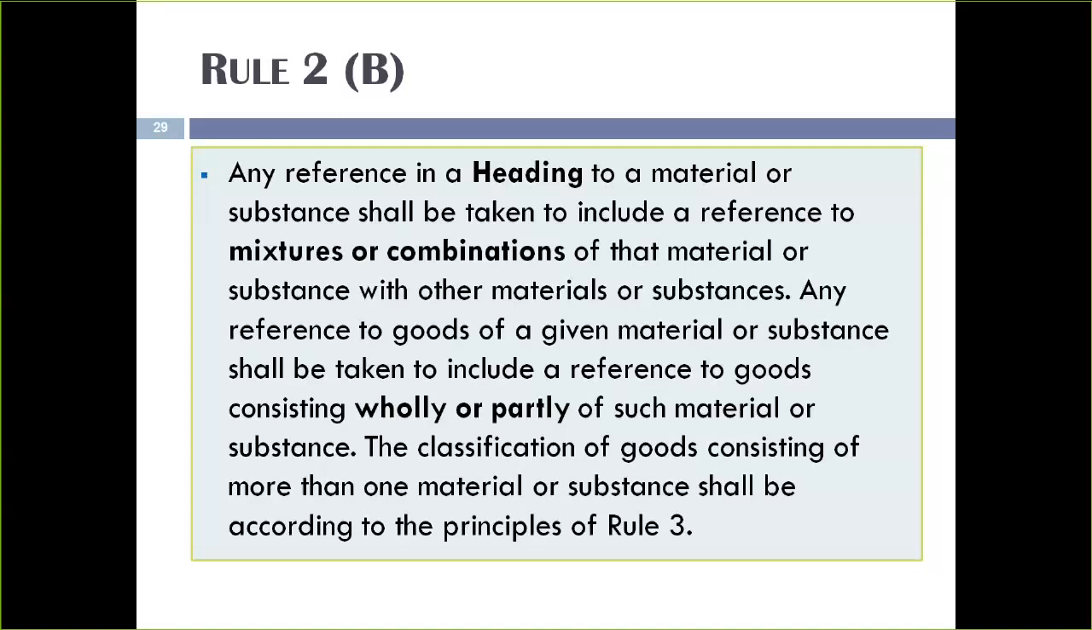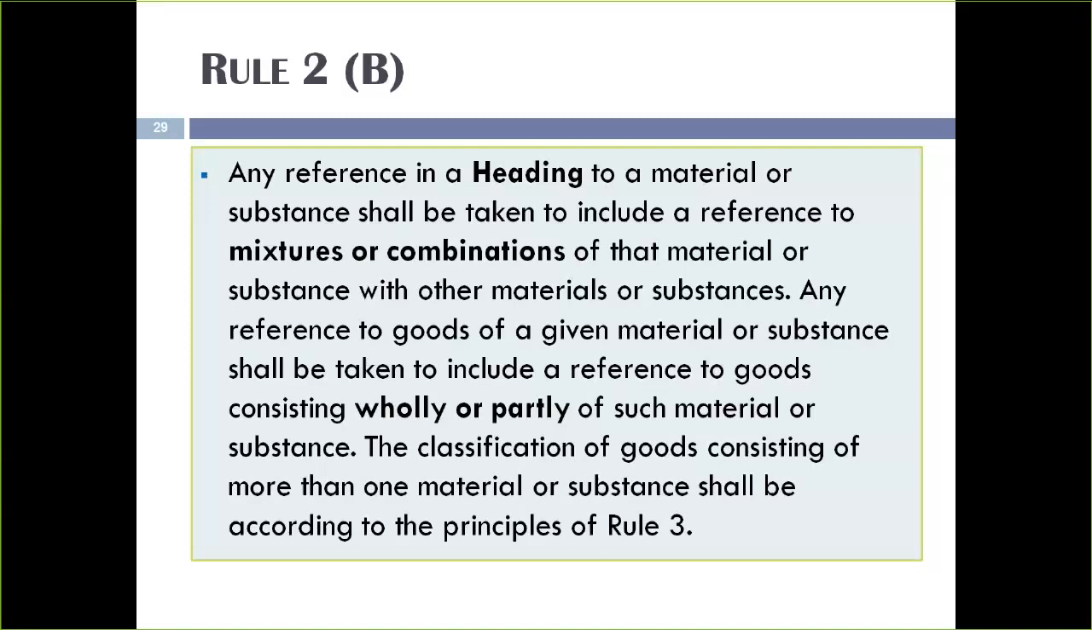And any reference to goods of a given material or substance shall be taken to include a reference to goods consisting wholly or partly of such material. For example, suppose you bring in wooden furniture or wooden chairs, to be more specific. But the wooden chair has metal legs or a metal back. That would not disqualify the good from being qualified as being wooden. So never mind the presence of the metal, it may still be classified as an item of wood, a piece of wooden furniture.